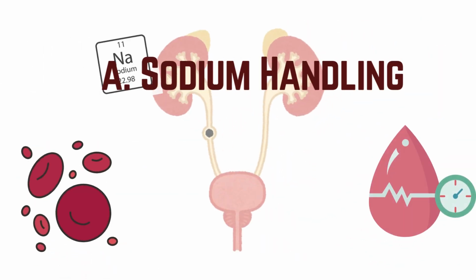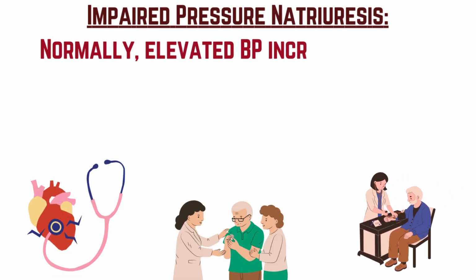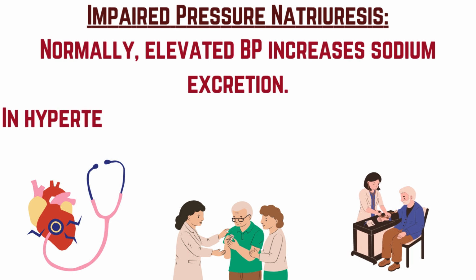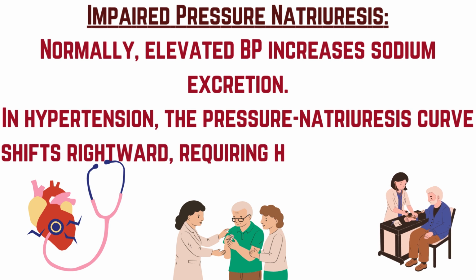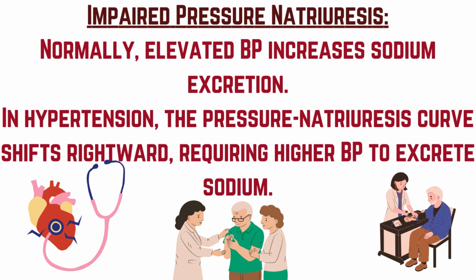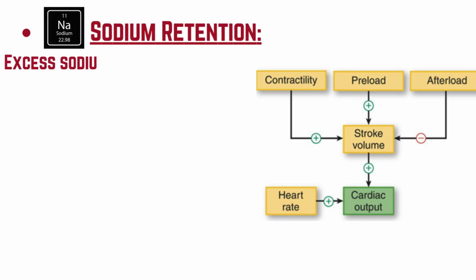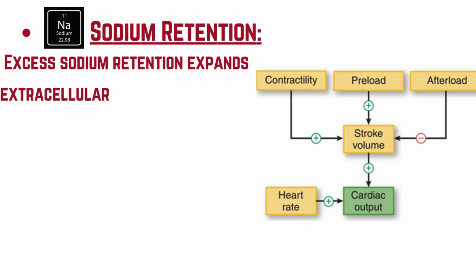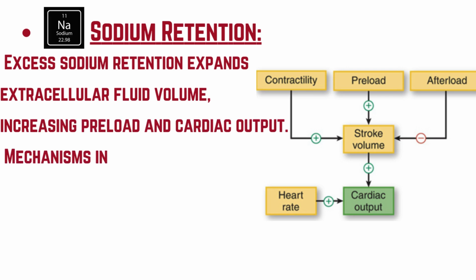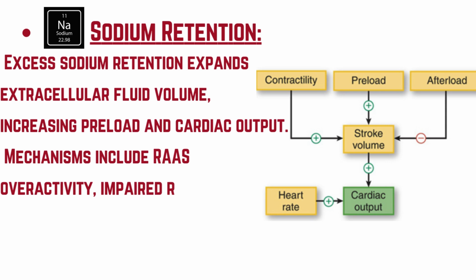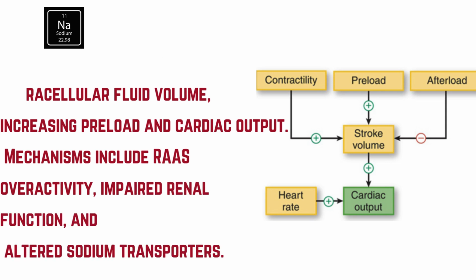A. Sodium handling. Impaired pressure natriuresis. Normally, elevated BP increases sodium excretion. In hypertension, the pressure natriuresis curve shifts rightward, requiring higher BP to excrete sodium. Sodium retention. Excess sodium retention expands extracellular fluid volume, increasing preload and cardiac output. Mechanisms include RAS overactivity, impaired renal function, and altered sodium transporters.